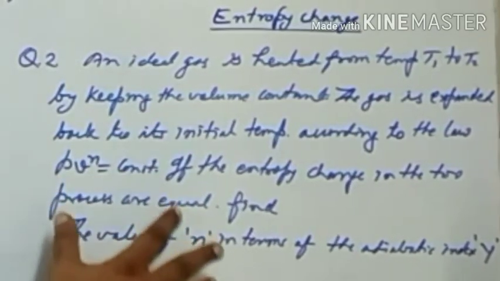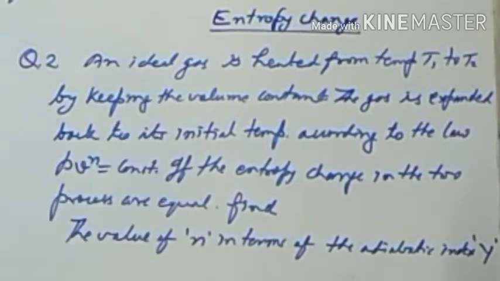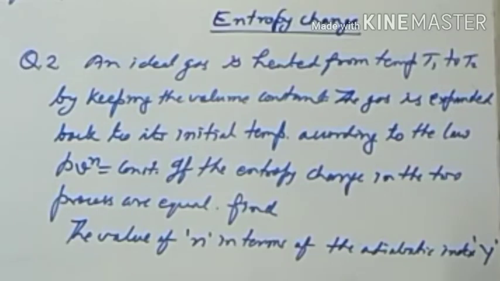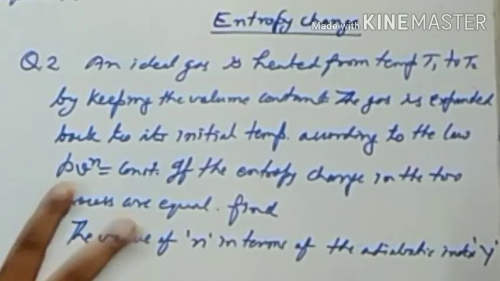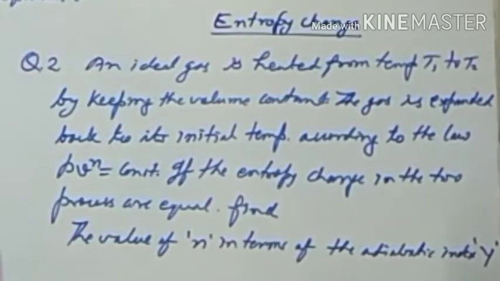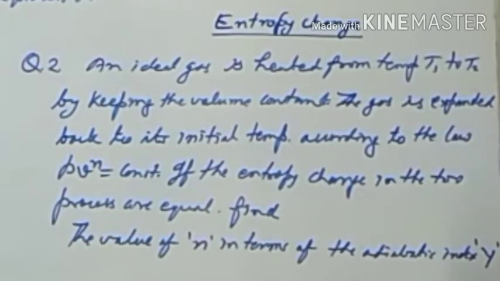So in this particular case, we are given two processes. One is the constant volume process and the second is the polytropic process. For both processes, the temperature range is the same. So we will find out the entropy change during a constant volume process, and then we will find out the change in entropy during the polytropic process.